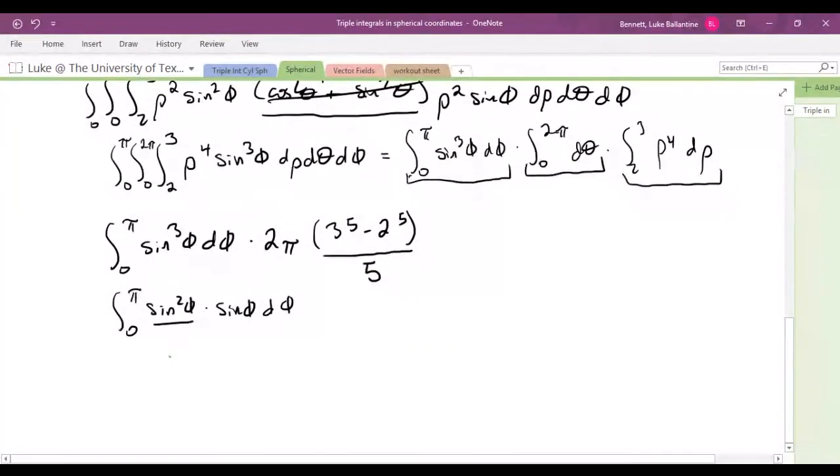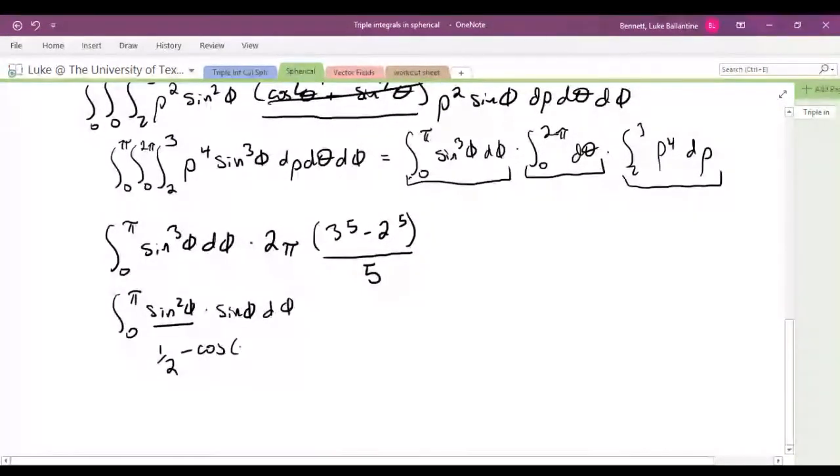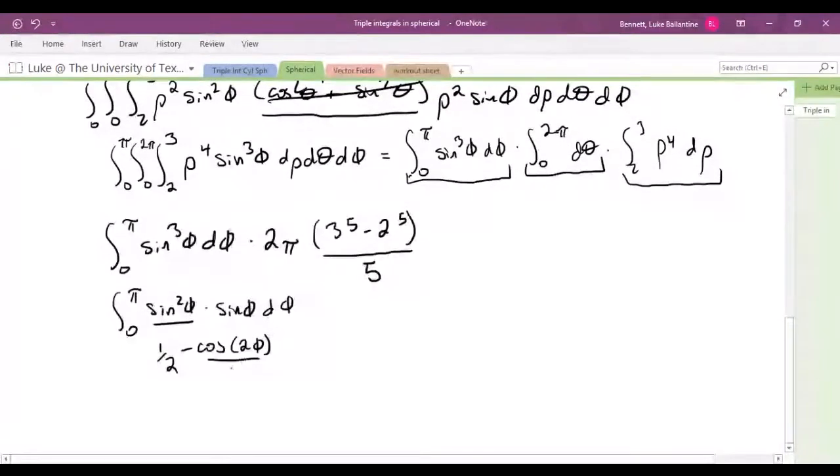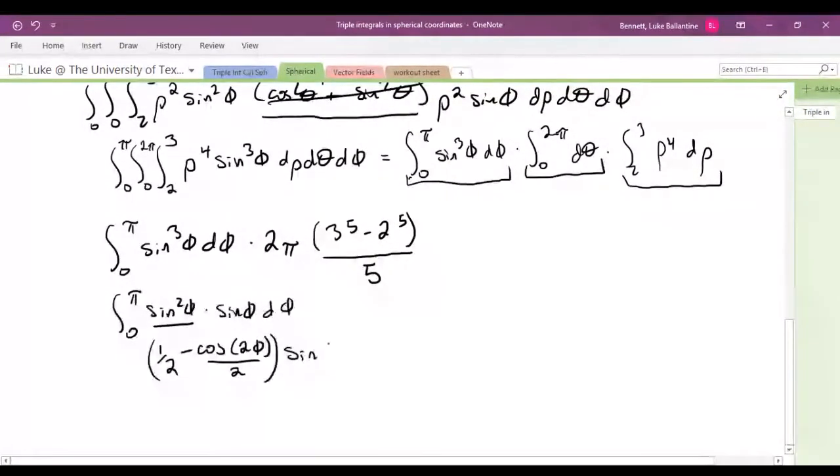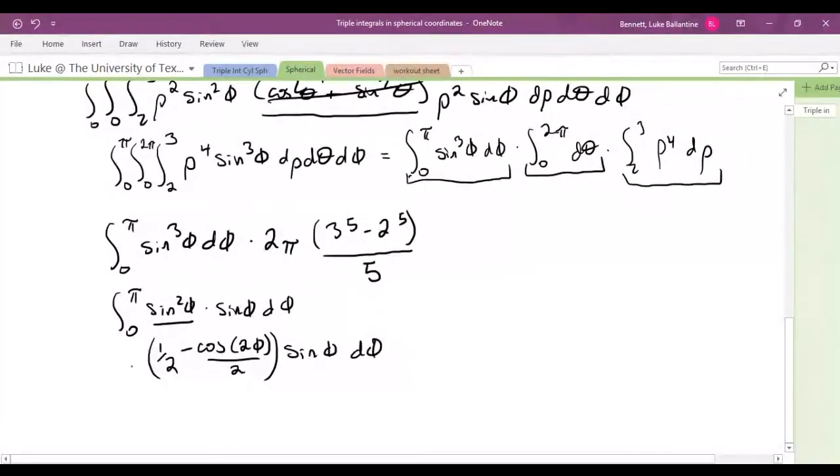Okay, so let's convert this to, say, 1/2 minus cosine 2 phi over 2, times sine phi d phi, 0 to pi. Now what do we do?